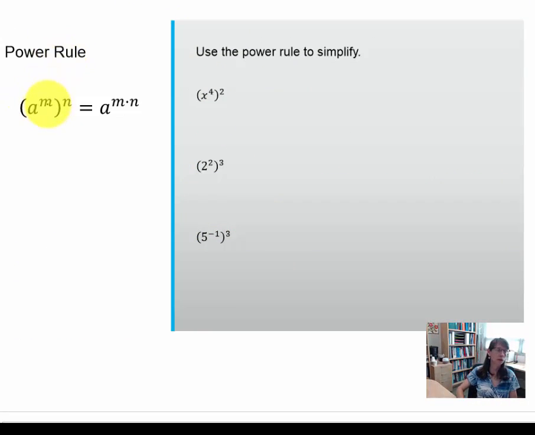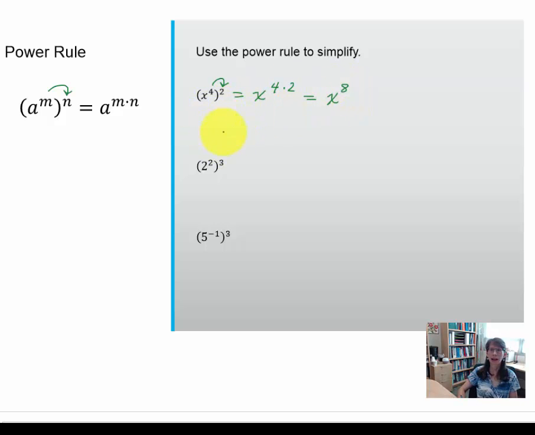With the power rule, remember we have a base raised to a power already, but then it's raised to another power. So multiplication is how we will simplify these. With x to the 4th being raised to another power, that means x to the 4 times 2, which is x to the power of 8.